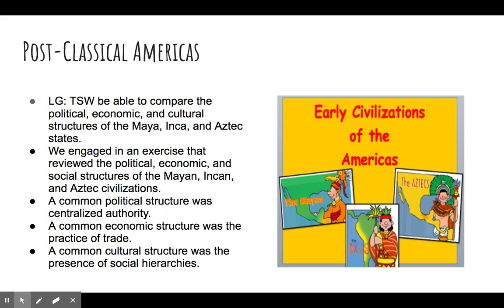Lastly, we focused on post-classical Americas. Your job was to be able to compare the political, economic, and cultural structures of the Maya, Inca, and Aztec states. We engaged in an exercise that did that and came up with some common themes. A common political structure among the three was centralized authority. A common economic structure was the practice of trade. And a common cultural structure was the presence of social hierarchies within each of these civilizations.